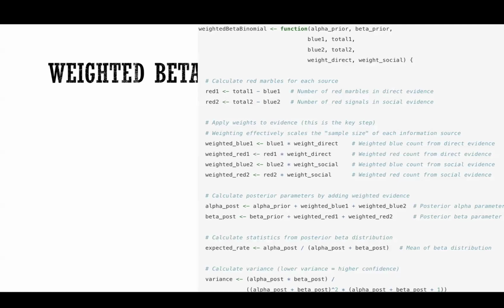As we move into the weighted beta, we again make a function which has exactly the same parameters, but it also has a weight for direct evidence and a weight for social evidence, which gets directly multiplied to both the evidence for blue and the evidence for non-blue. The weight of direct gets multiplied both by blue 1 and by red 1. The weight for social gets multiplied for both the zeros and the ones in the other. It weights them both. It's the same.